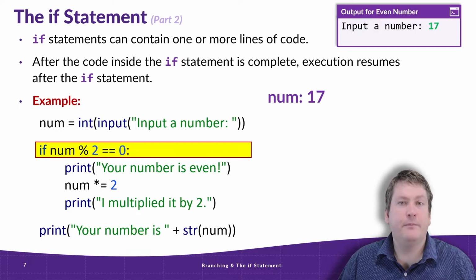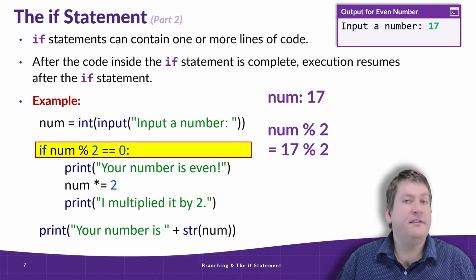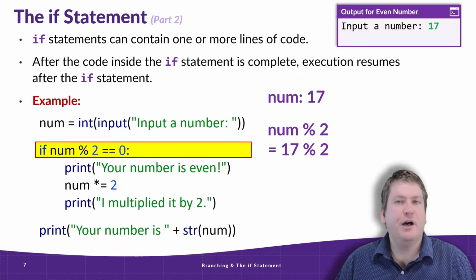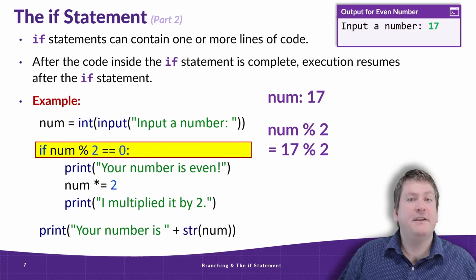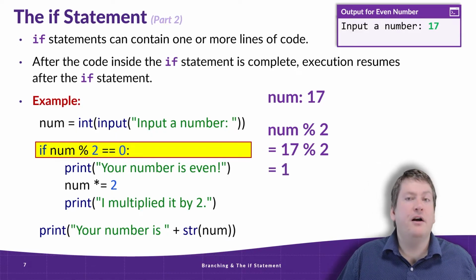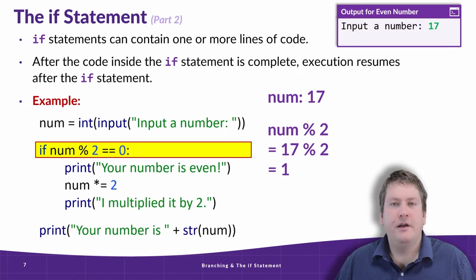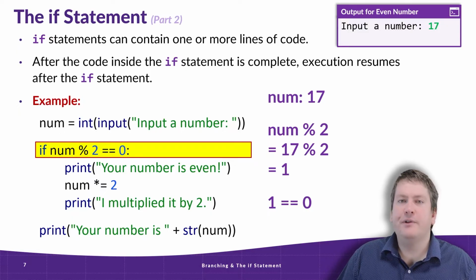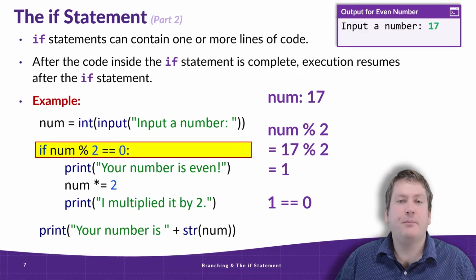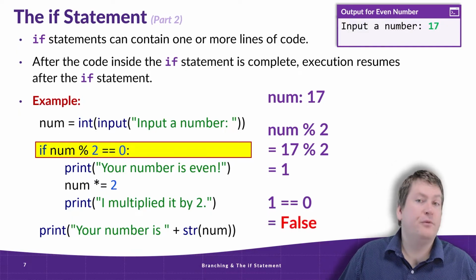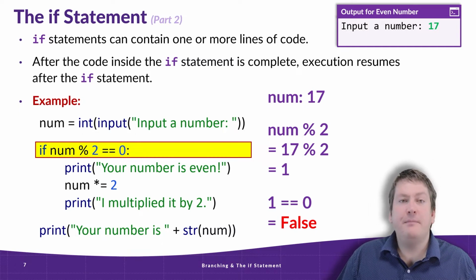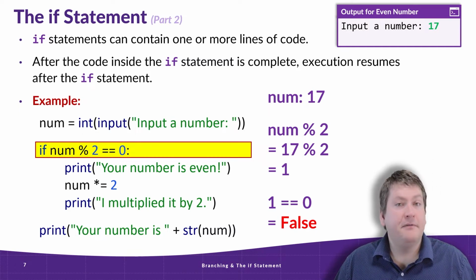So let's break this down. So num modulo 2, in that case, it's going to be equal to 17, the value of num. So 17 modulo 2. So if we divided 17 by 2, there would be a remainder of 1. So in this case, 1 equals 0. That's our equals operator. And that's going to return false. 1 is not equal to 0. So that means the condition in this if statement is false.